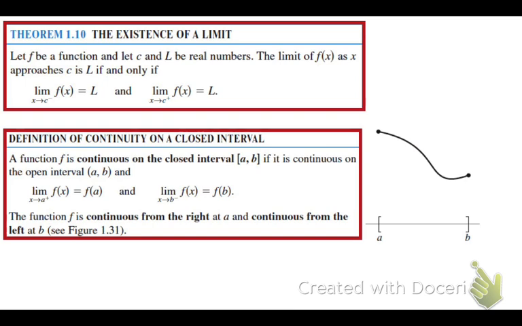Okay, the next one. A function f is continuous on a closed interval. Remember how I keep talking about, if I change the interval to here, it works, and not here? This is it. It's on a closed interval from A to B. Here's my picture. If it is continuous on the open interval of a, b, that means the limit of f of x as x approaches a from the right is f of a, and from the left at b is f of b. It just means it is continuous.